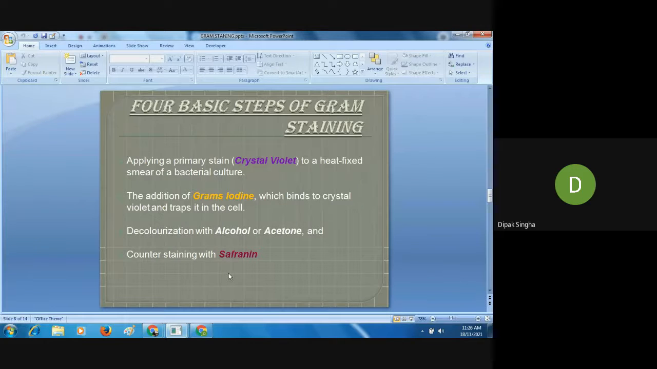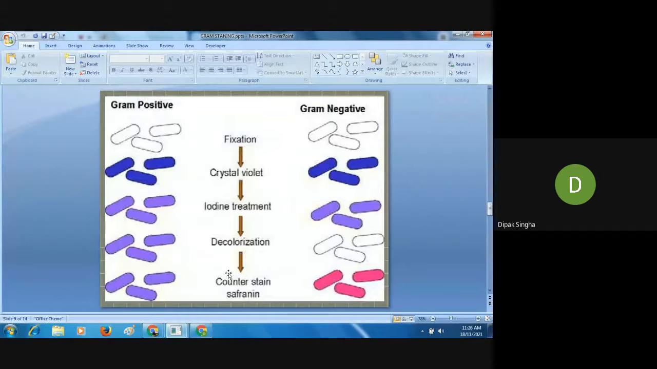Okay, next, the four basic steps involved in the gram stain, which I already discussed. First of all, you use gram crystal violet and gram iodine solution, then alcohol or acetone, then safranin. This is the gram positive, this is the gram negative bacteria. First the preparation and fixation of the smear, then crystal violet, then the iodine solution, and the purple color will be very strong, and then decolorize with alcohol. Gram positive is not decolorized, but gram negative is decolorized.